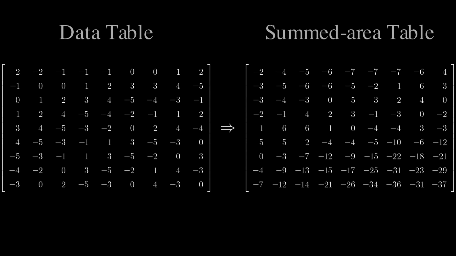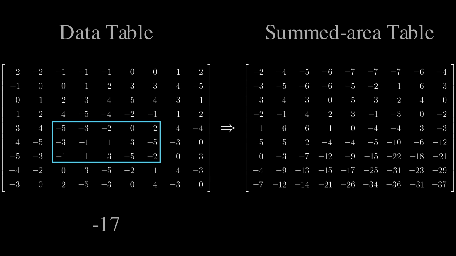So once we've done this, how do we get the sum of all the values in a randomly chosen rectangular region? Let's randomly choose this rectangle and see how we can do it using the properties of the summed area table. If we add up all the numbers in this region by hand, we get -17, so hopefully our summed area table will generate the same result.